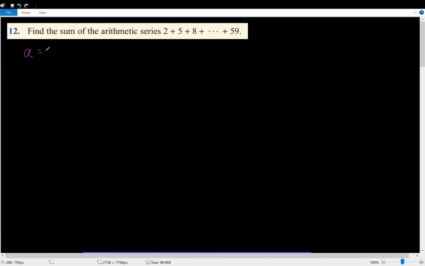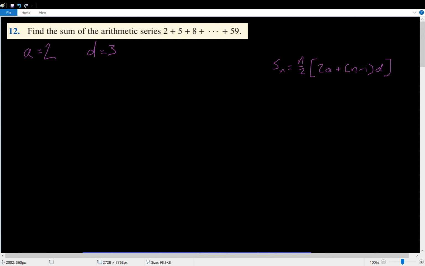That's nice and straightforward. And we can figure out our common difference because the difference between 2 and 5 is 3, and the difference between 5 and 8 is 3, and we know that this is an arithmetic sequence, which means that d is going to be equal to 3. Now our formula for the sum of an arithmetic series is Sn equals n over 2 multiplied by 2a plus (n minus 1) times d.